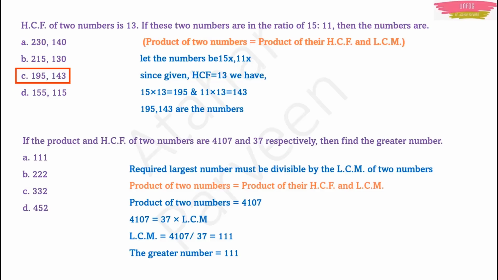Here it will be 4107 upon 37. That will give you 111. Option A will be the right answer.